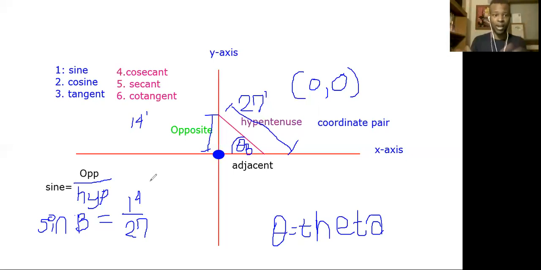Now, sine is opposite over hypotenuse. Cosine is adjacent over hypotenuse. And then tangent is opposite over adjacent. Okay. And then the cosecant is the reciprocal of the sine. Secant is the reciprocal of cosine. And cotangent is the reciprocal of tangent.